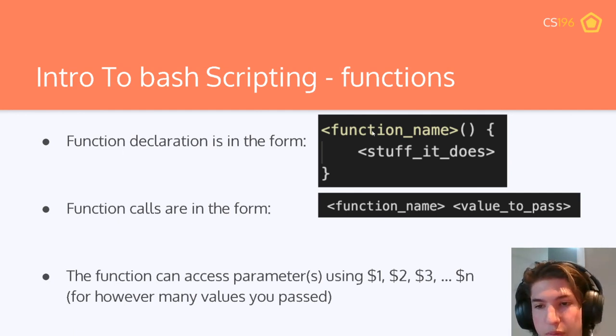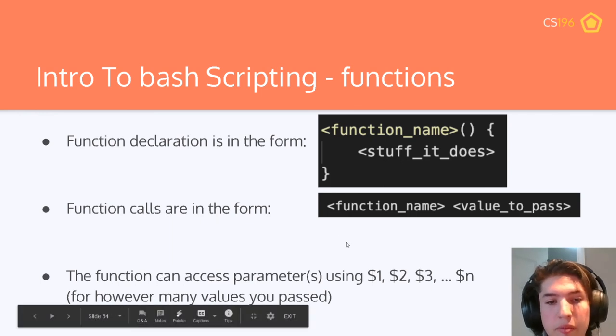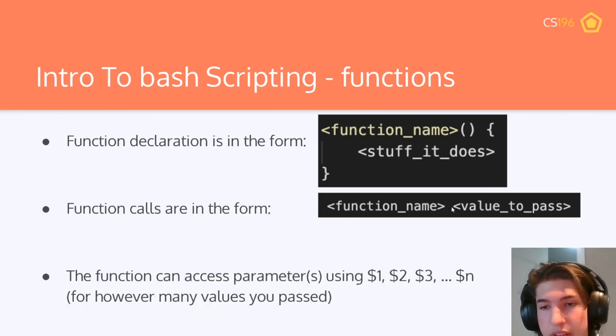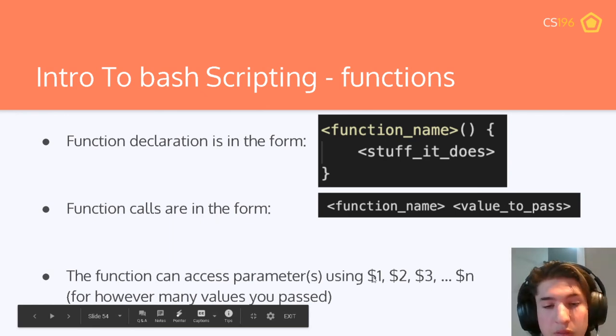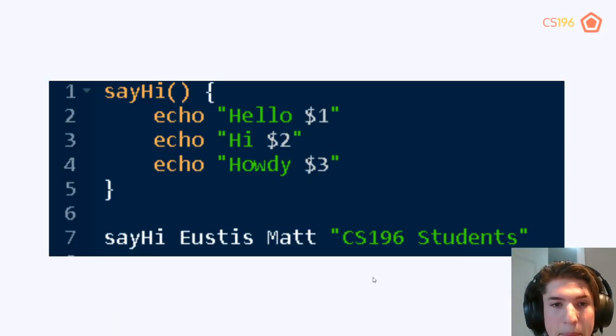Functions are declared in the form function name, parentheses, curly brace, and then you do stuff in the middle. And then when you call functions, you just say function name and then the values to pass. Functions can access the parameters that you give them by using $1, $2, all the way to however many parameters you're going to pass.